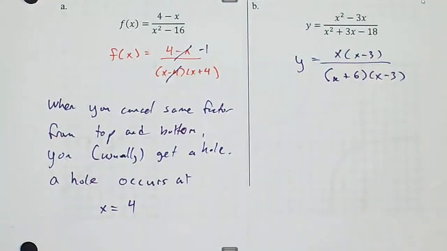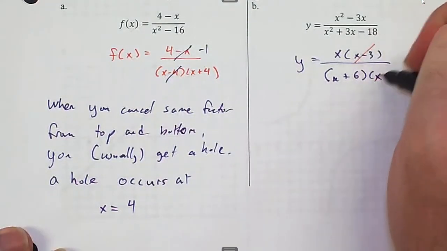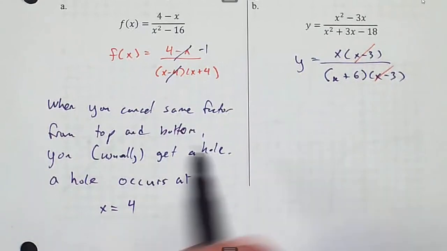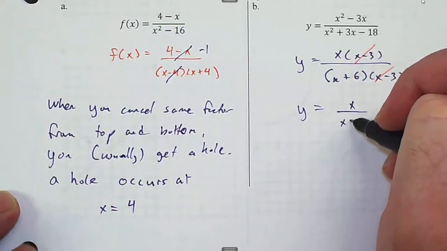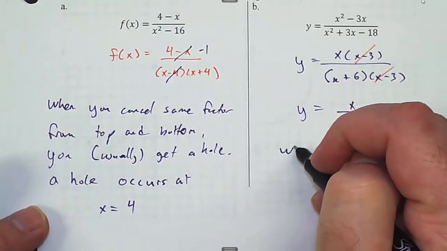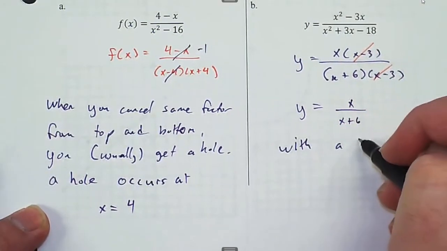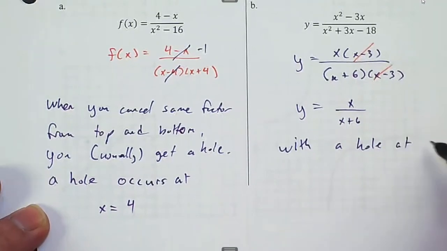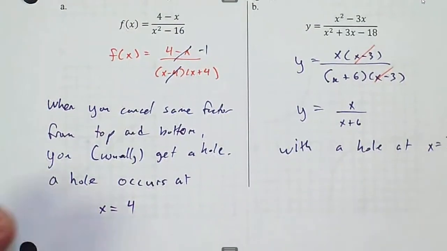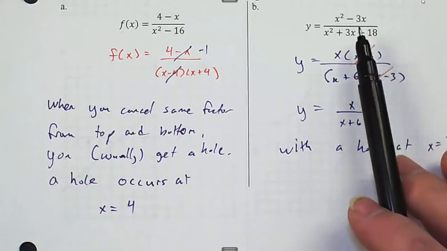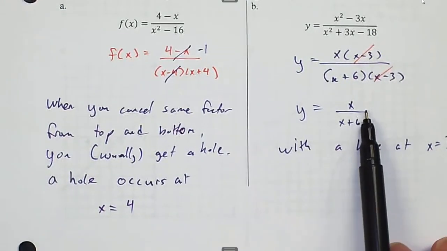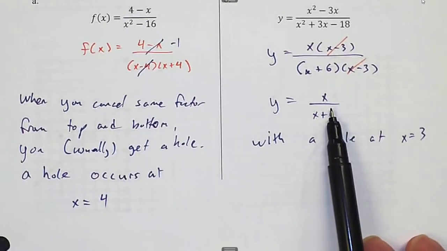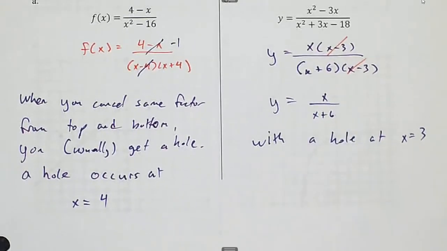Do you see it? Therefore, I can reduce it out, and I didn't on the last one, but I should really write this as x over x plus 6 with a hole at x equals 3. So that's what we're saying. We're saying this graph here, pretty complicated looking thing, is actually the same as this graph here, but with an infinitely small hole at x equals 3.